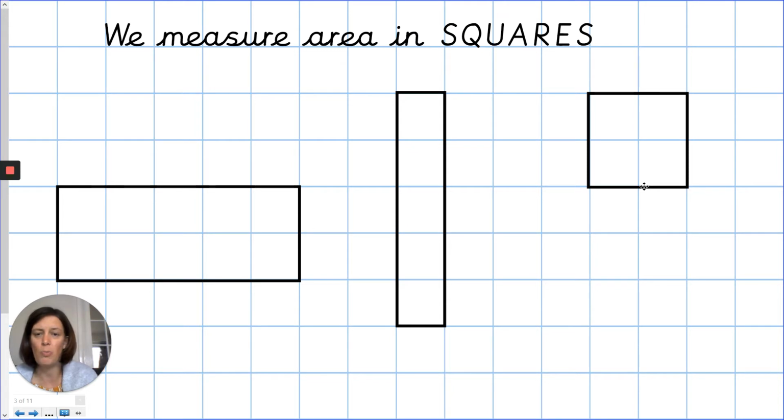Now it's important when we're measuring area in squares that we're always using the same size squares when we compare the shapes. It wouldn't be fair if this was one huge square and then we measured our area with small squares for this one. So we need to make sure that we always use the same size squares when we're measuring the area of the shape.